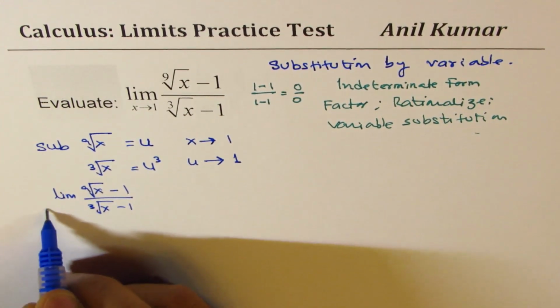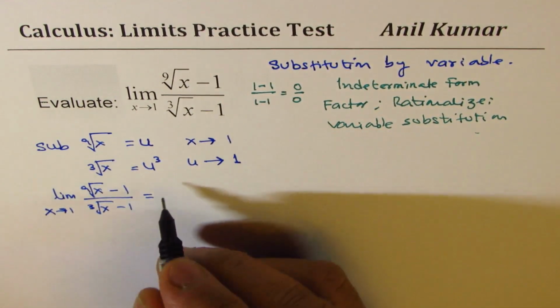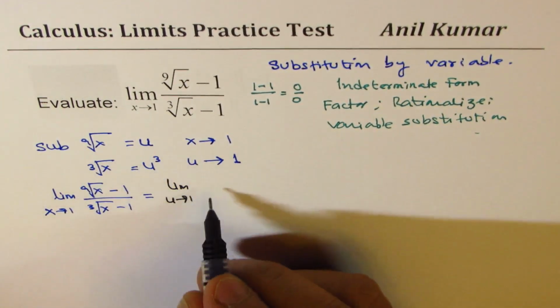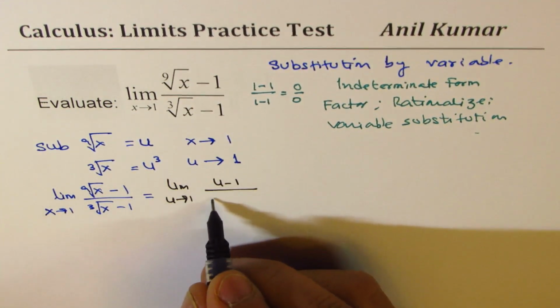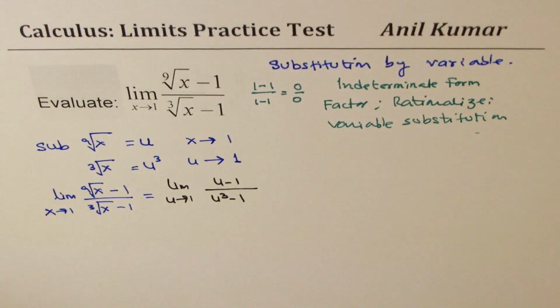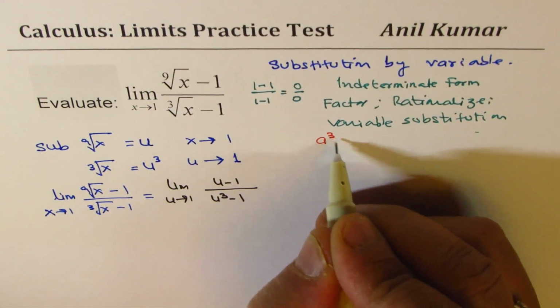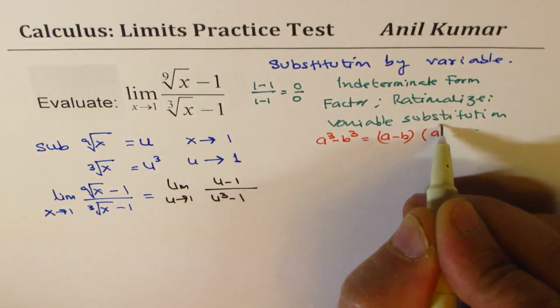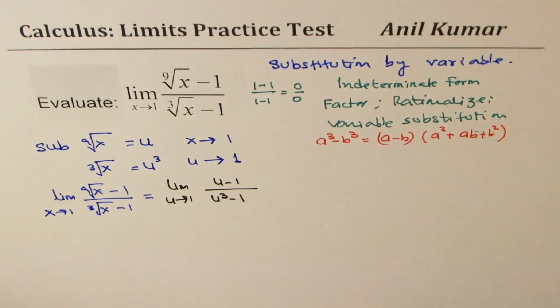x minus 1 as x approaches 1, we'll write this as the limit as u approaches 1, and the ninth root is u, so we say u minus 1 over, that becomes u cube minus 1. Do you see that? Now at this stage, we could factor u cube minus 1. I hope you remember a cube minus b cube is a minus b times a square plus ab plus b square. So we can factor the denominator.